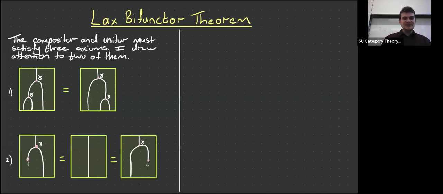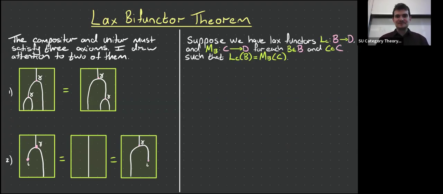And the unitors need to behave like so, which is looking a little familiar. We've seen something like this before in the monad case. So these are the axioms for monad multiplication and monad units. I'm not going to worry about the other condition. It ends up not being important for our purposes.